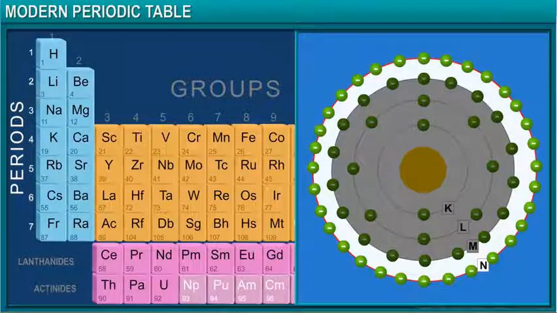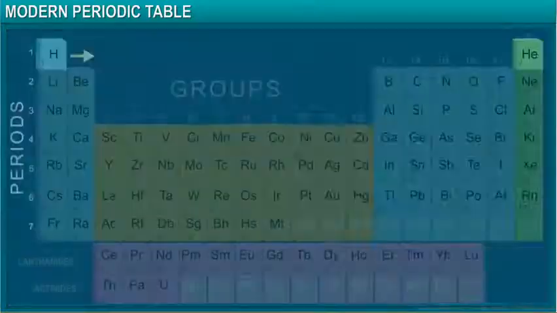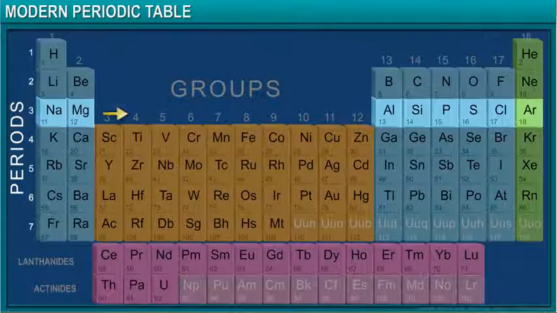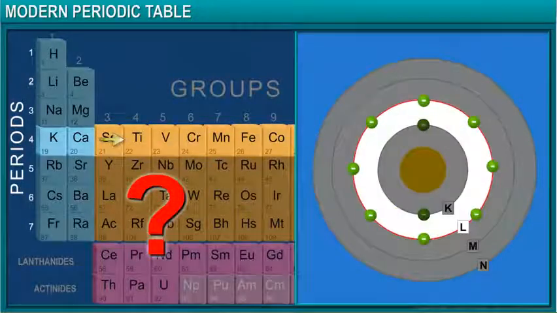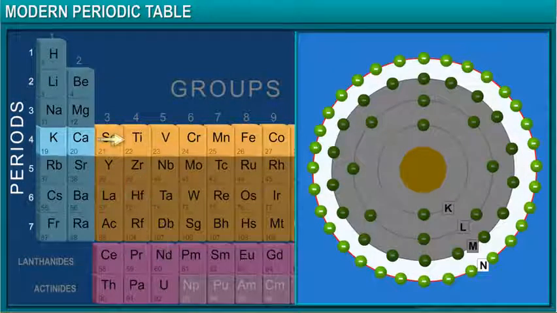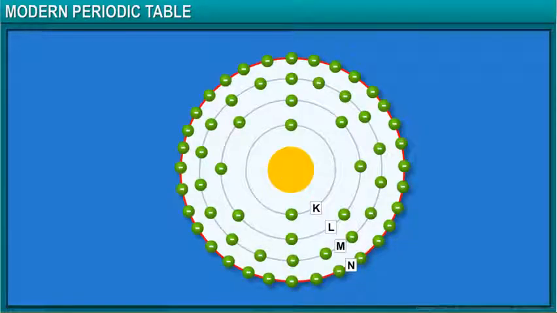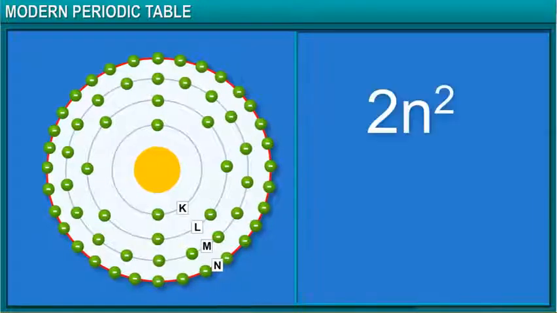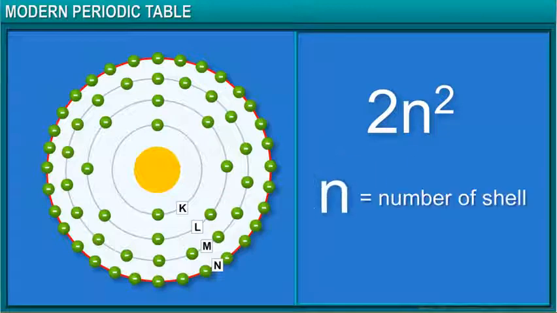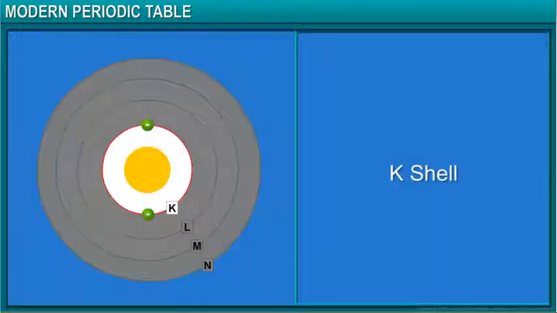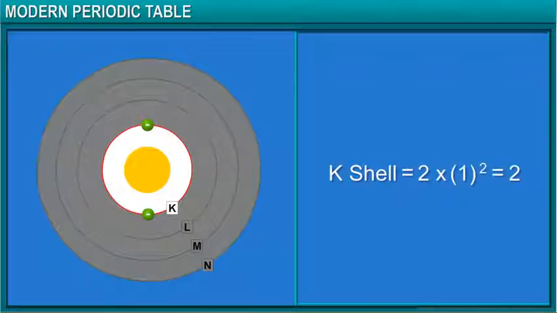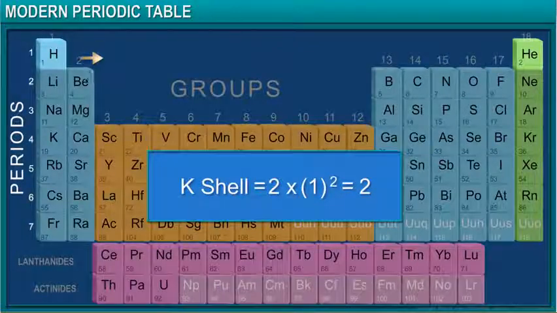Let us see how many elements are present in different periods. For example, first, second, third, and fourth periods. This can be explained on the basis of how many electrons are filled in various shells. We know that the maximum number of electrons that can be accommodated in a shell is given by 2n^2, where n is the number of the given shell from the nucleus. For example, K shell is equal to 2 multiplied by 1 squared, which is equal to 2. Hence the first period has 2 elements, that is, hydrogen and helium.